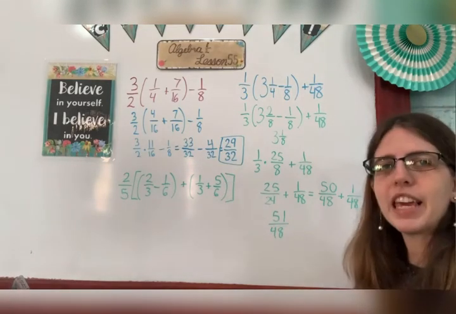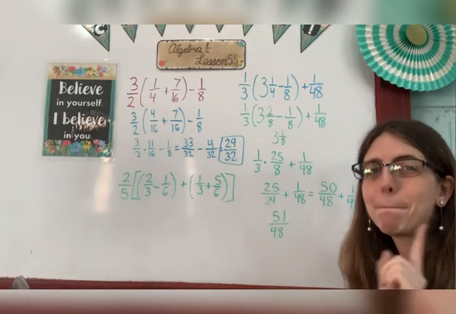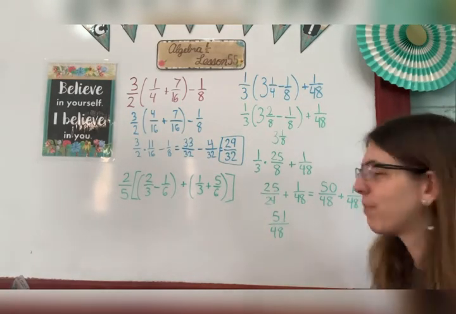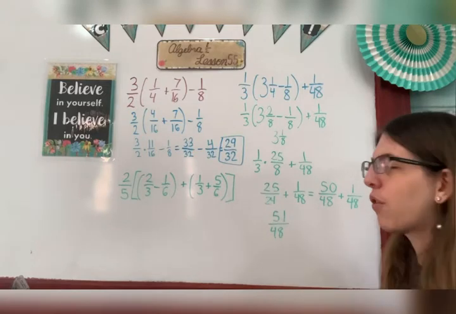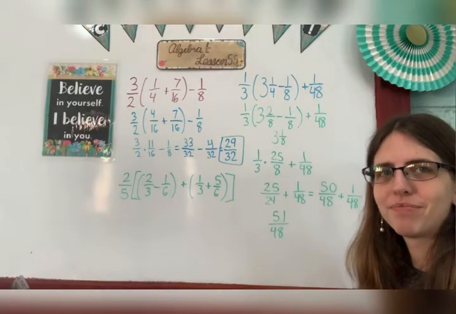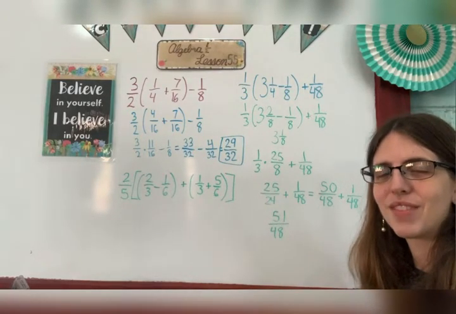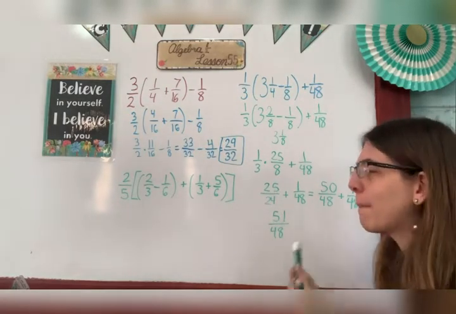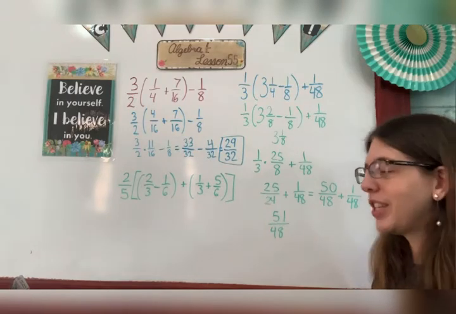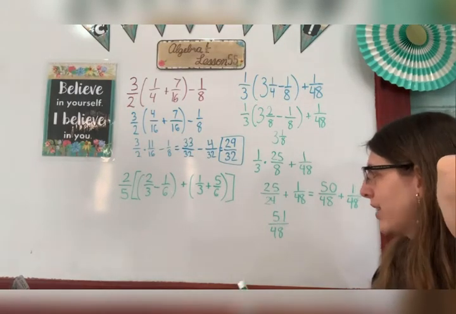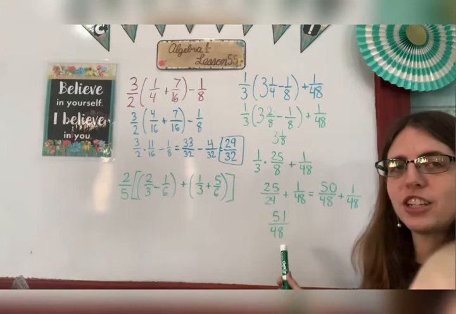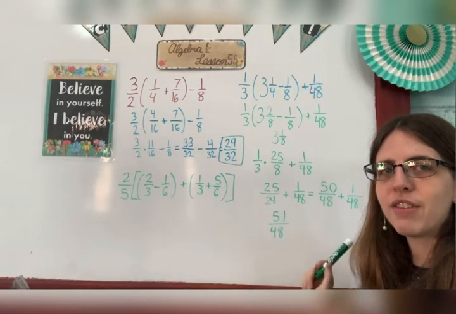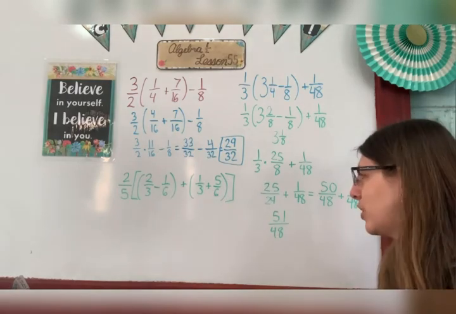Now you're probably thinking, okay, I'm done there. But not yet. You have to double check if you can reduce. So look at 51/48. Can you reduce that? Yes, you can. Go through your numbers to see what it's divisible by using your divisibility rules. I know that something is divisible by 2 if it's an even number. Well, 51 is not an even number, so nope, they're not both divisible by 2.